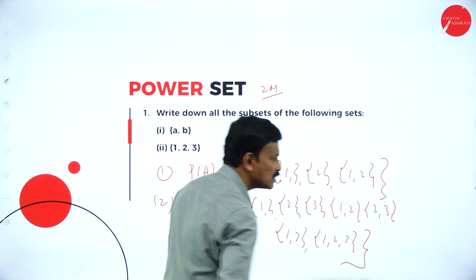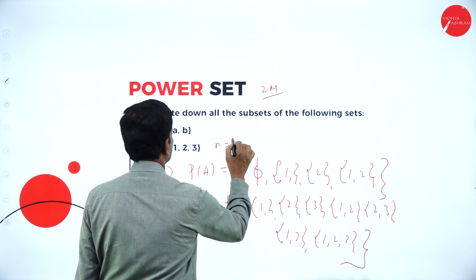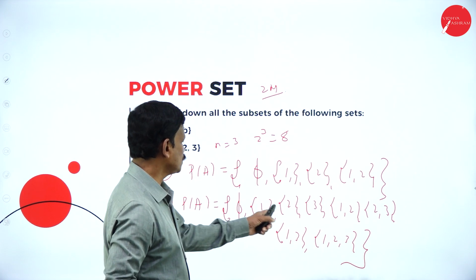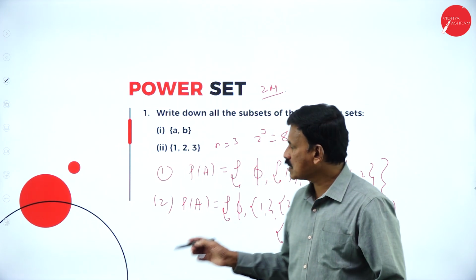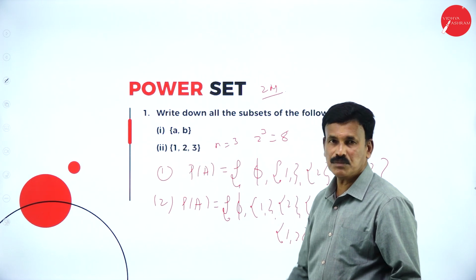So this is called the subset. That is, just count how many are there. So this contains n is equal to 3 elements, 2 cube. 2 cube is equal to 8. 1, 2, 3, 4, 5, 6, 7, 8 subsets. Okay. These are called the subsets for the given problem 1, 2 and 3, A, B.